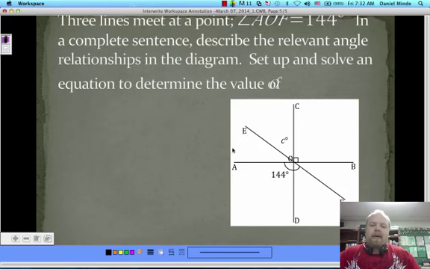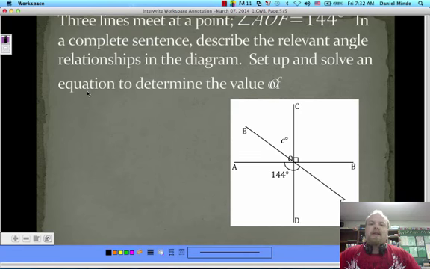I have angle AOE is complementary to angle EOC. That's one. I have angle AOE is supplementary to angle AOF. Okay, there's a lot of them here. So you need to at least describe two relationships that you see within the drawing.